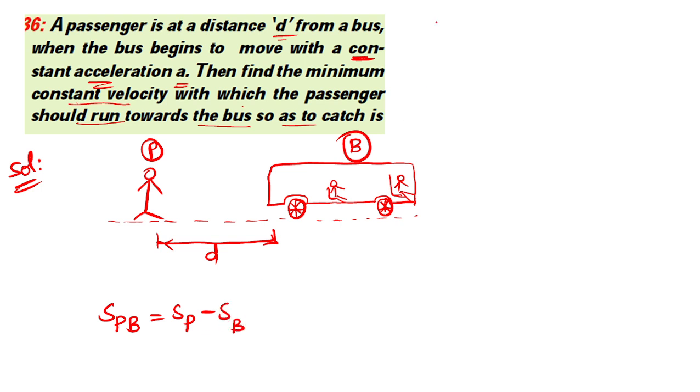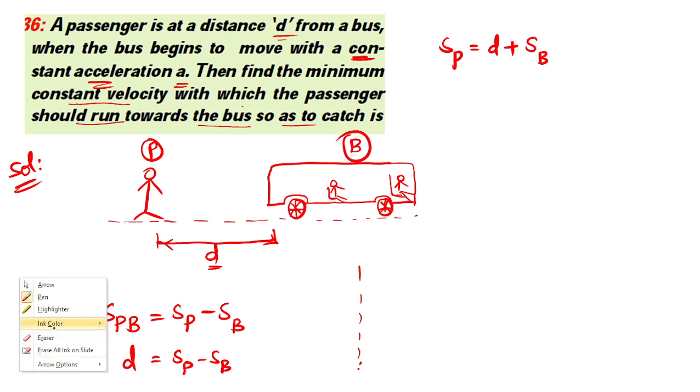Yes, we can write. Then we know the relative displacement, and the distance we have is D. So this D is nothing but SP minus SB, right? So next, what can I write? The passenger's displacement is equal to D plus SB. Can I write like that? Yes or no?